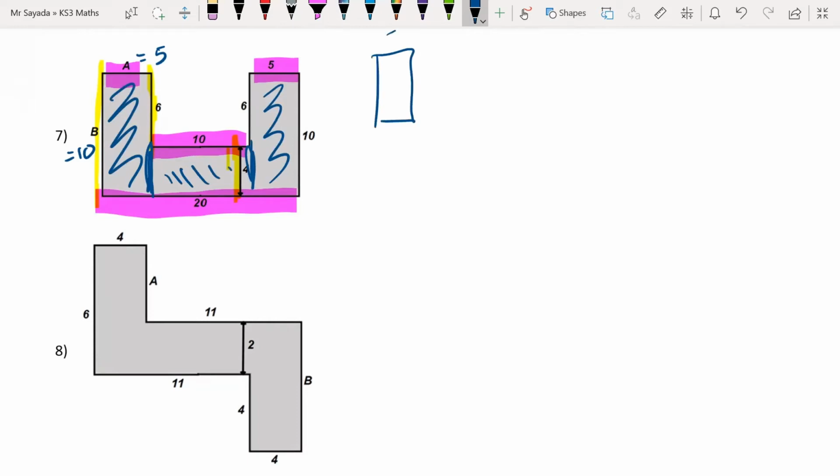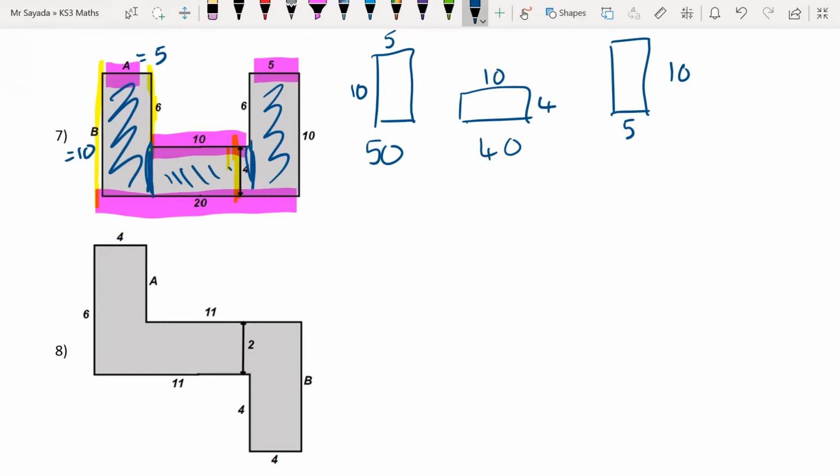Let's work out each one individually. This one is 5 by 10. This one in the middle is a 10 by 4. And this one over here is also a 10 by 5. So the area of this one, 5 times 10 is 50. This one is 10 times 4, which is 40. This one is 10 times 5, which is 50. Add them all together, we get 140 centimeters squared.